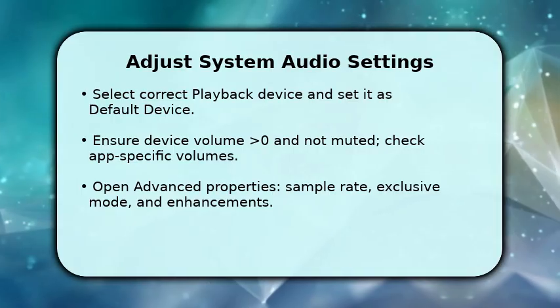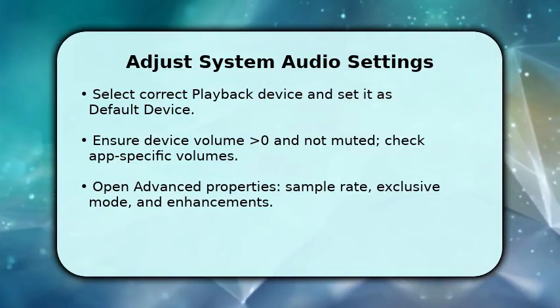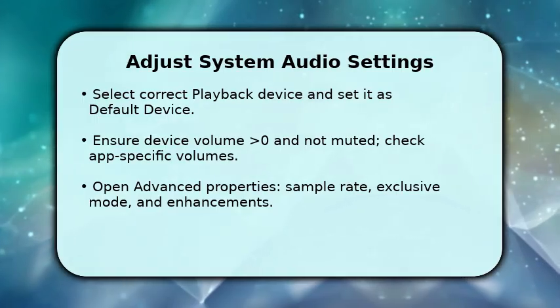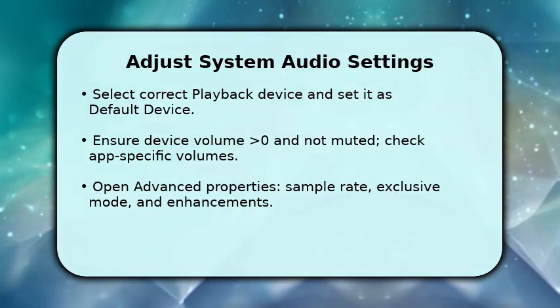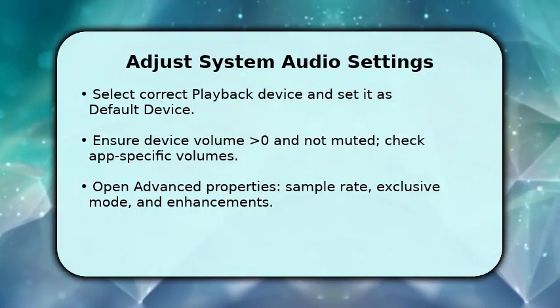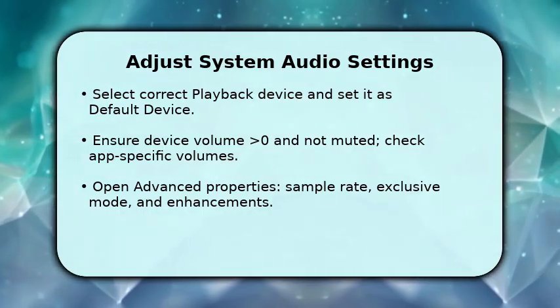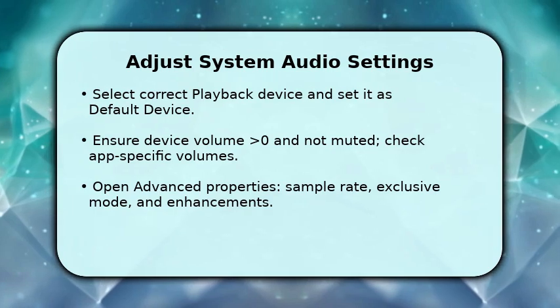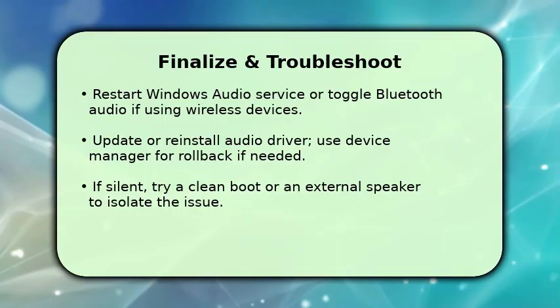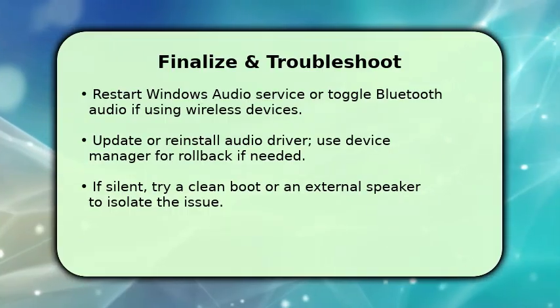Once set, open Advanced Properties to check sample rate, disable exclusive mode if apps capture audio, and turn off audio enhancements that can silence output. These steps fix routing and configuration causes of muted sound. To finish, restart the Windows Audio Service or toggle Bluetooth for wireless headsets so the system reinitializes the audio stack. This often unblocks muted outputs.